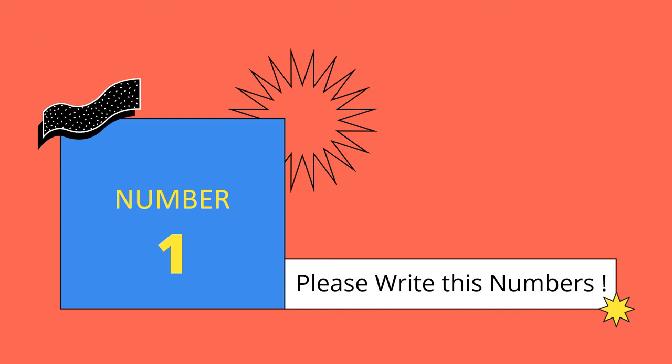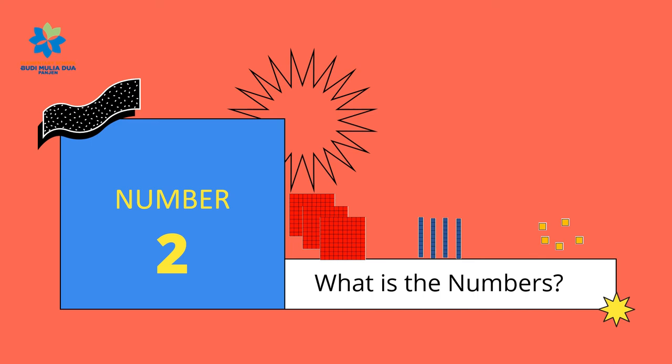Number one, please write this number. Ms Novi will dictate for you. 832. One more. 832. Okay, finish. Number 2. What are the numbers? Finish.